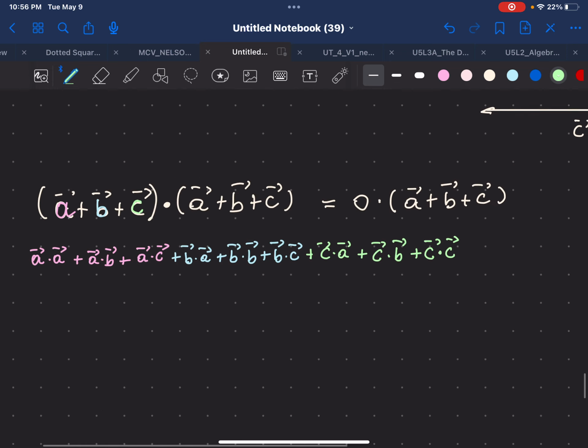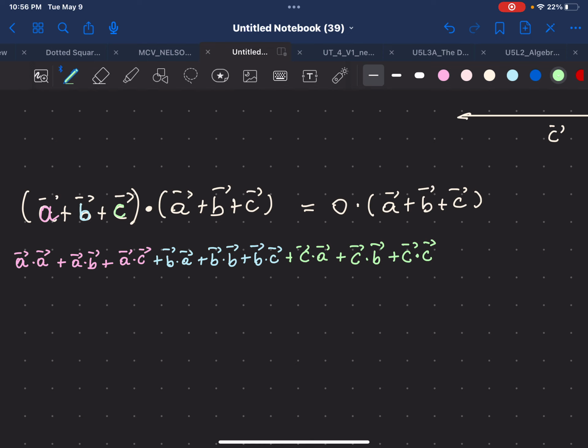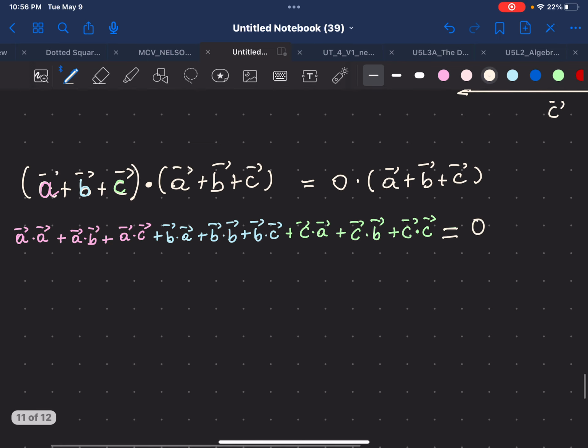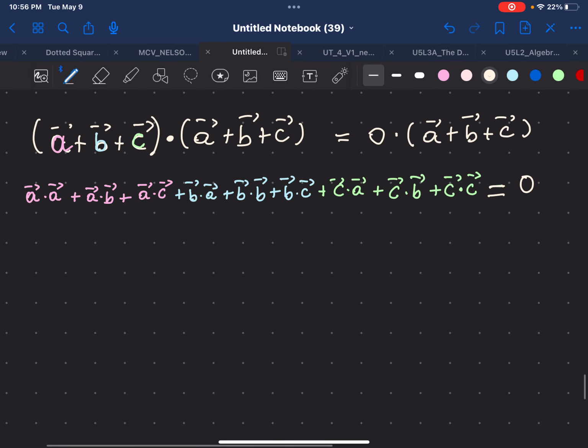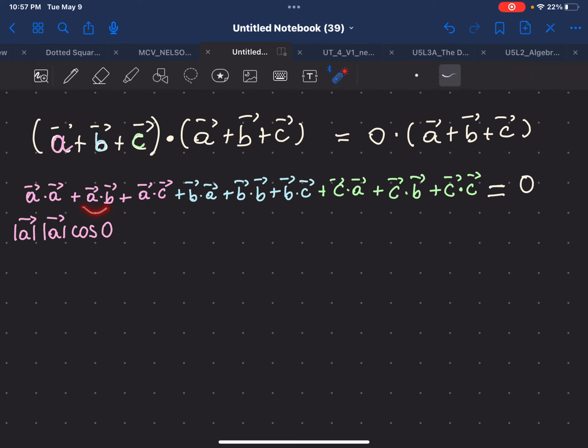Now, this is the left side, and on the right side, we have 0 multiplying a vector. Based on vector properties, if you multiply a vector by 0, that will give 0. So let's take another look at the left side. For vector a dot a, vector a is multiplying itself, which means we'll have magnitude of a, then cosine of, what's the angle that a vector can make with itself? Well, that's 0.